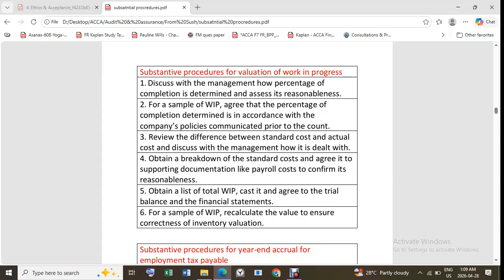Review the difference between standard cost and actual cost and discuss with the management how it is dealt with. Then obtain a breakdown of standard cost and agree to the supporting documentation, like payroll costs, to confirm its reasonableness. Obtain a list of total WIP, cast it and agree to trial balance and financial statements. For example, for WIP, recalculate the value to ensure correctness of inventory valuation.